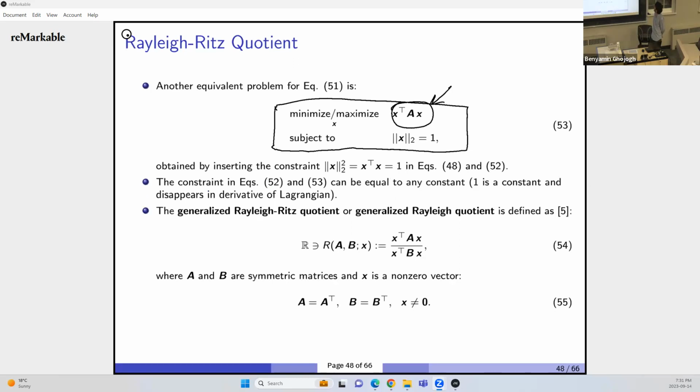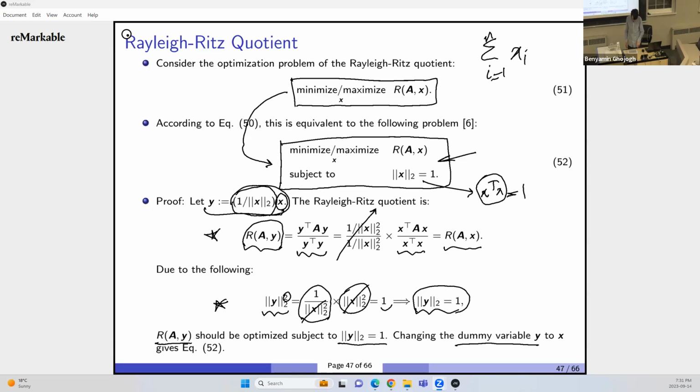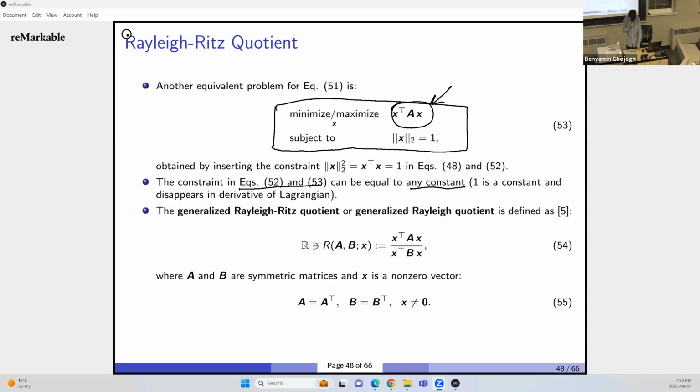Okay. The constraint in equations 52 and 53 can be equal to any constant. So rather than 1, put anything you want. So here, rather than in the definition of Y, put any c. You don't care what the constraint is equal to. It can be equal to any scalar. Here, for example, 1.